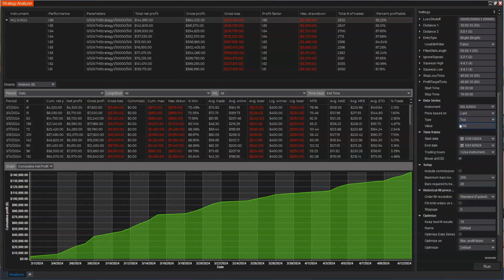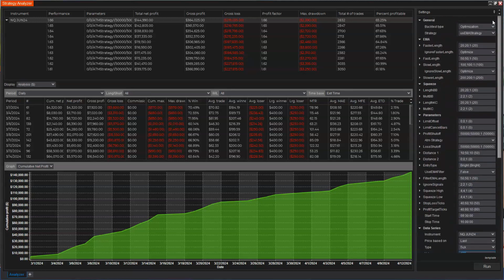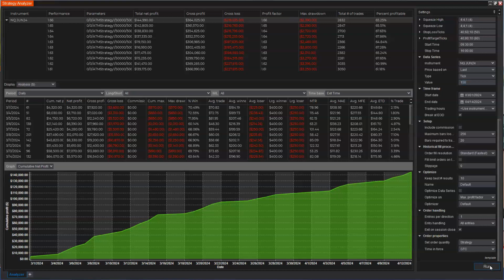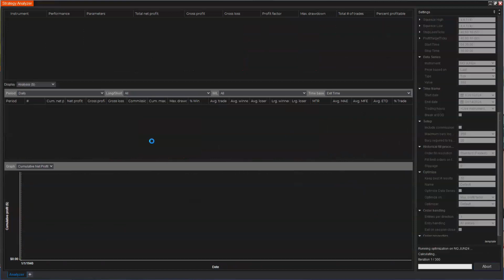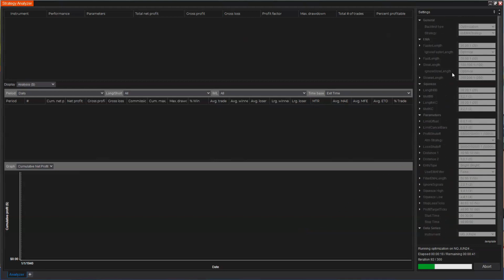Let's say tick chart, 150 is fine for now. Let's just run that and see what happens. Okay, going a little bit faster than the Ninja, but yeah. And are you enabling both faster and slower length for this? I have it on optimize. What optimize means is that it runs based on different combinations, and whichever combination gives me the best results, it only displays that.